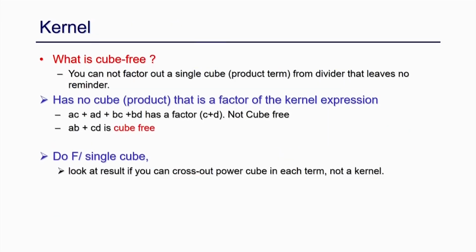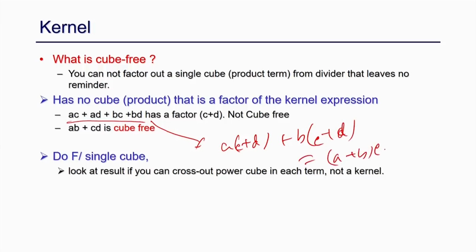The idea is that something is cube free if it does not have any cofactor, we cannot factor it further, right. For example, suppose we have this. This is not cube free because I can write this as a into c plus d plus b into c plus d, which is equivalent to a plus b into c plus d. So, I have a factor c plus d of this, right.